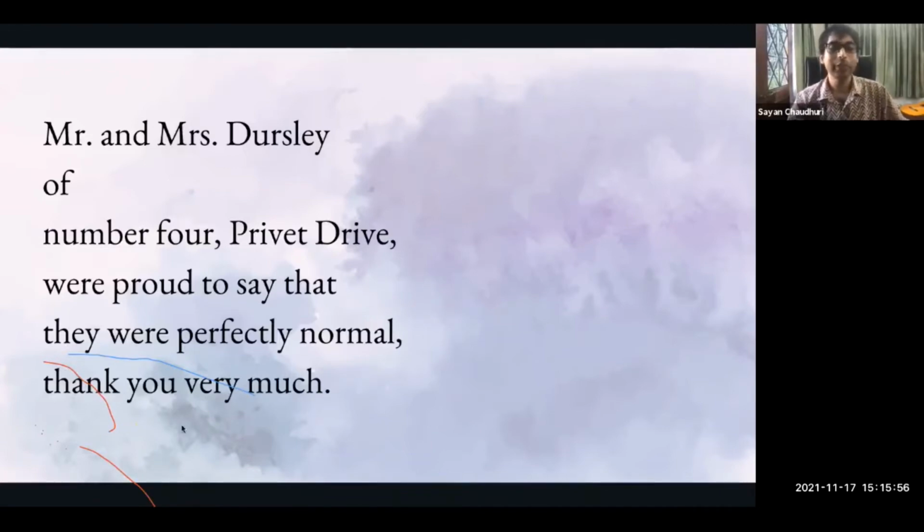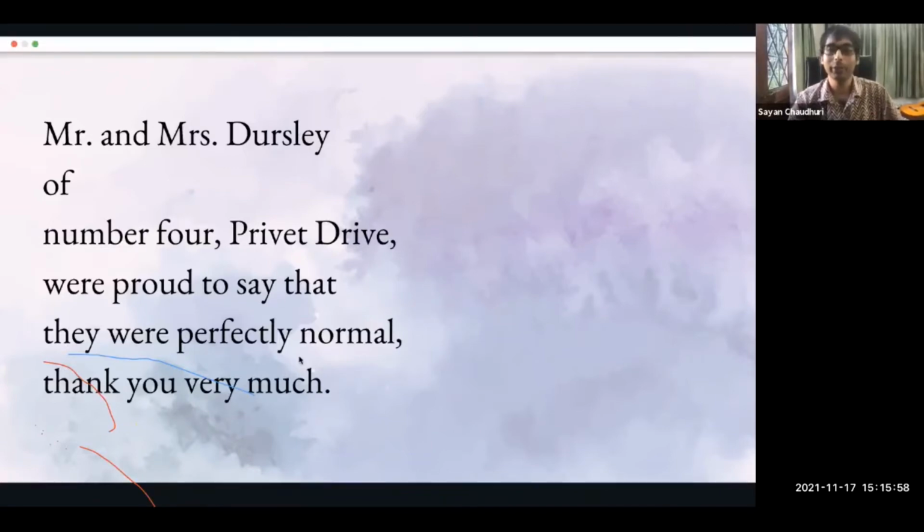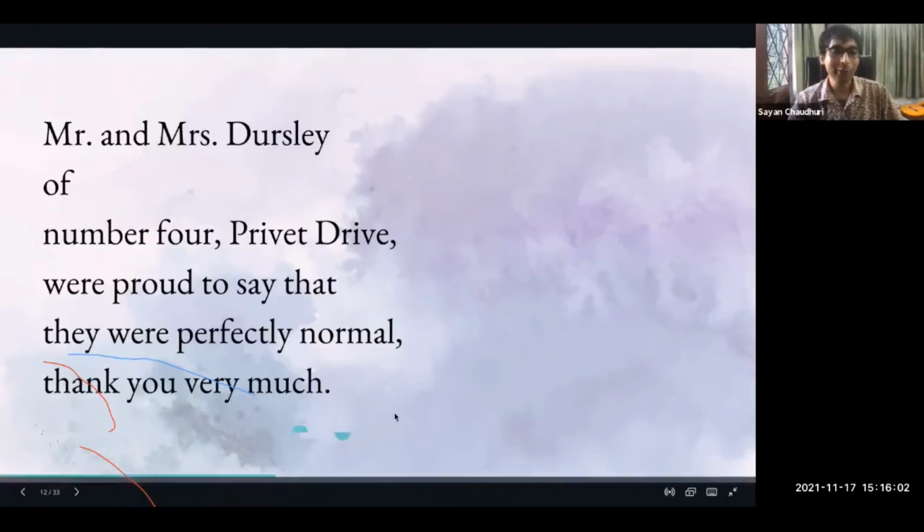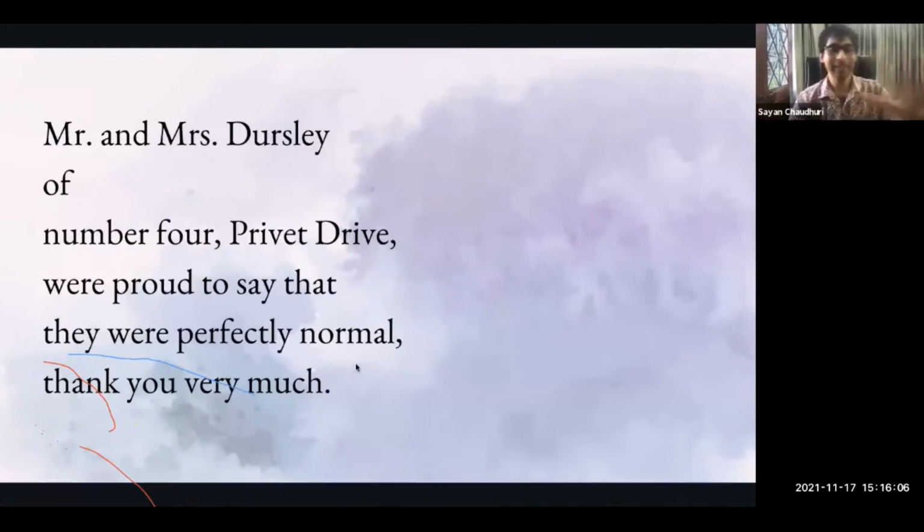And finally, let's move to the last part. Thank you very much. What role do you think this plays? Thank you very much. End of discussion, closing the conversation. But if I have to now understand, what is thank you very much? One way I could do it is by trying to understand what is the function of thank you very much. What is the role it's playing?